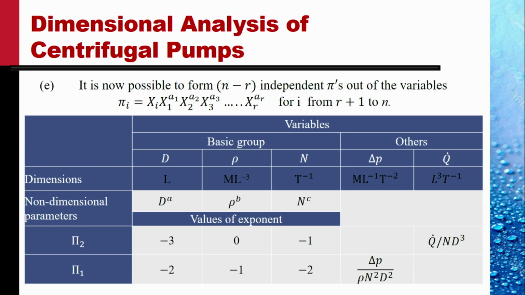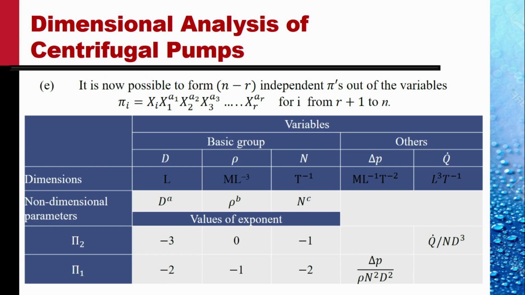So we can form the non-dimensional parameters d raised to power a, rho raised to power b, n raised to power c. The values a, b and c are determined for the other parameters. For Q dot, we get the value of a as minus 3 and the value of c as minus 1, so that Q dot divided by n d cube is a pi number that is formed. This involves a bit of algebra, but it is quite simple.